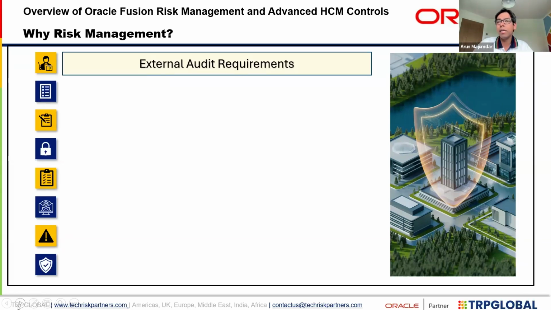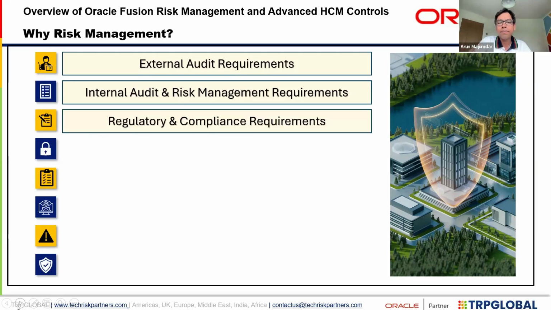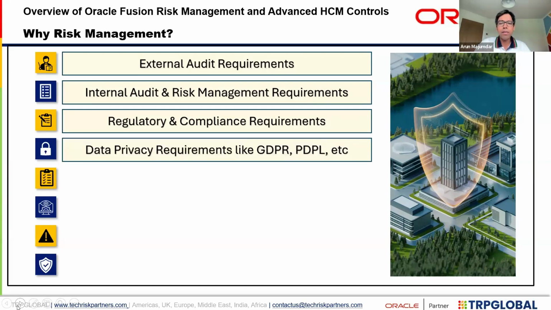External audit is actually a key driver for implementing a risk management solution. Let me keep on going with some of the next ones. Sometimes you see the internal audit and the internal risk management department coming up to set up good governance and set up the risk management for the internal organization. And then if you are from telecom, healthcare, public sector, and financial services, you have regulatory and compliance requirements. Those are the drivers for risk management.